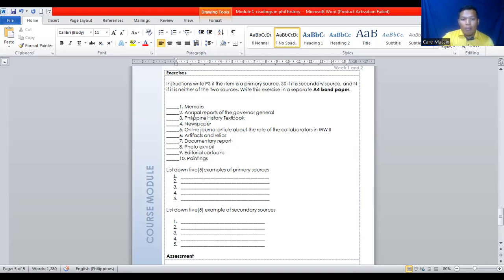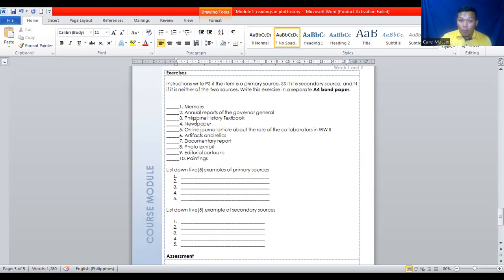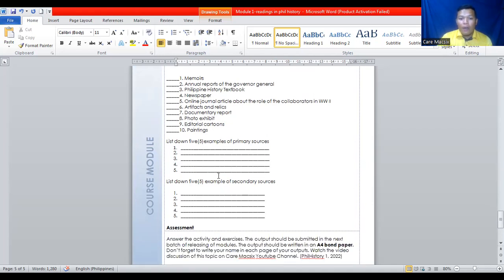Number 1, write PS, SS, or N. PS is primary source, SS is secondary source, N is neither, meaning it is not a primary source and not a secondary source. After number 10, write your answers. Next, list down 5 examples of primary source. Write it down.